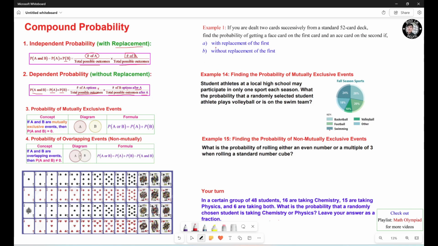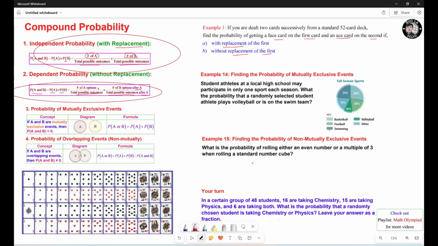Alright, so let's take a look at the first example. If you dealt 2 cards successively from a standard 52 card deck, find the probability of getting a face card on the first card and an ace card on the second, if A, with replacement on the first one. So the keyword here, replacement, we're going to use the first formula. And B, without replacement on the first one, we use the second formula.